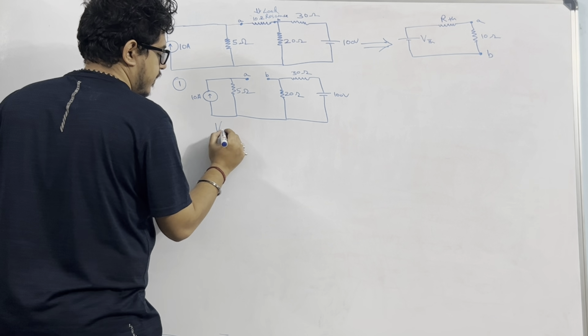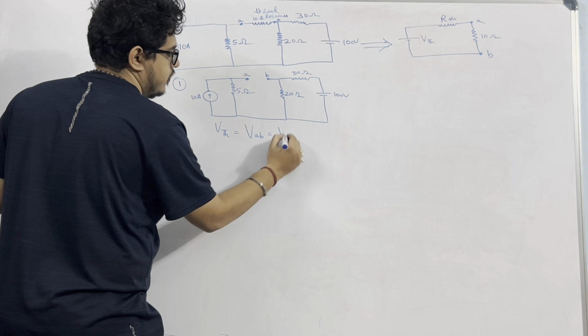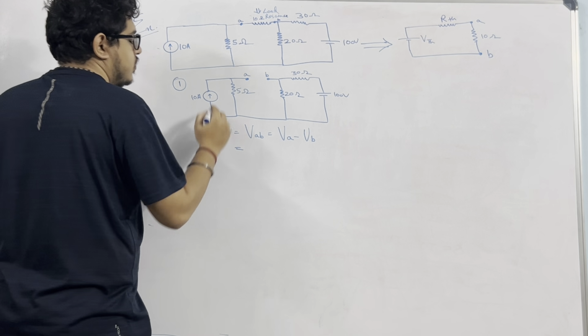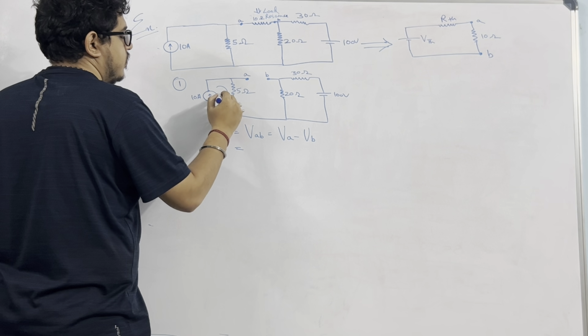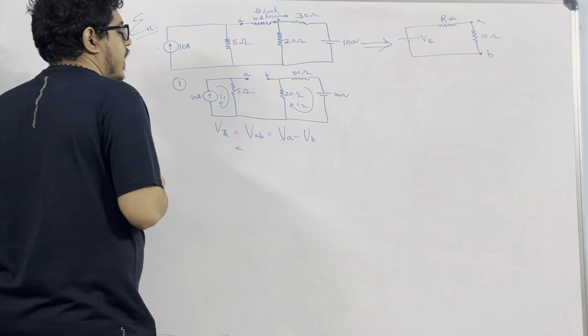Now V Thevenin will be equal to VAB, which will be equal to VA minus VB. We have already discussed. So here I1 is flowing, and here I2 is flowing. So there are many paths to know VA minus VB.